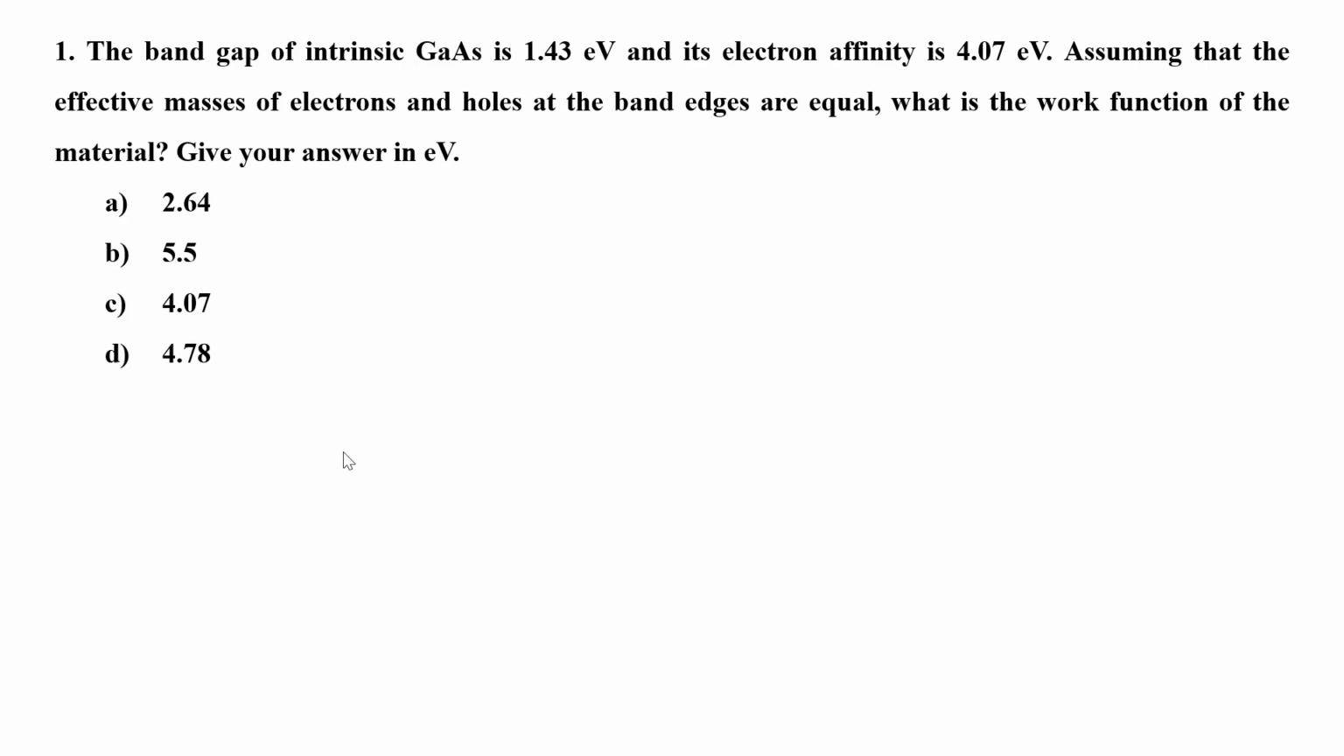Suppose it is the difference between valence band and conduction band, that is your band gap. Suppose it is the work function, it means that you have to remove an electron from the Fermi level to vacuum. Suppose it is electron affinity, you have to remove it from the conduction band minimum to vacuum. Using these three concepts, you have to find the work function of your material. Band gap is given, electron affinity is given. If both are given, how do you find the work function of the material? That is the question, and your answer should be in electron volt. So everyone can start solving.